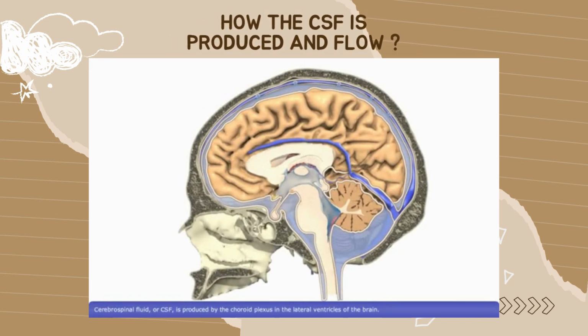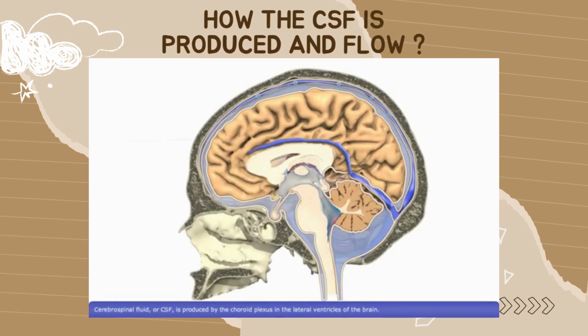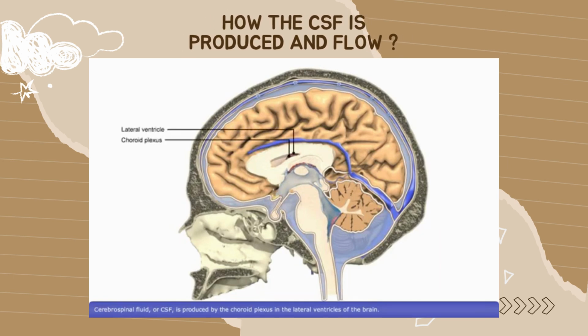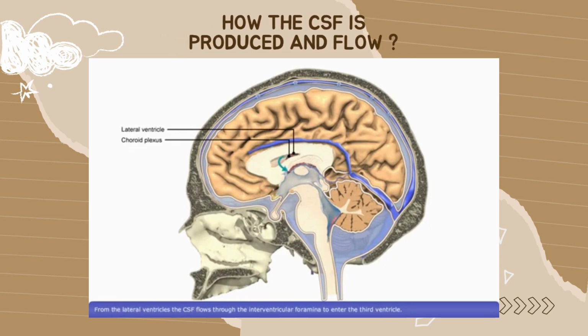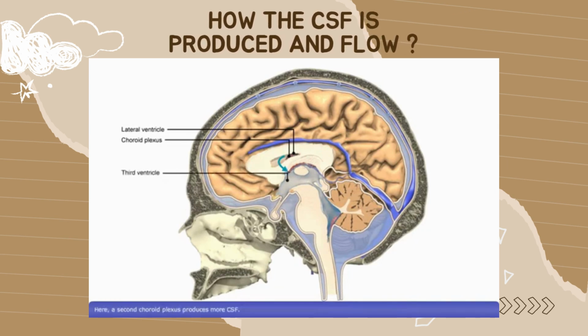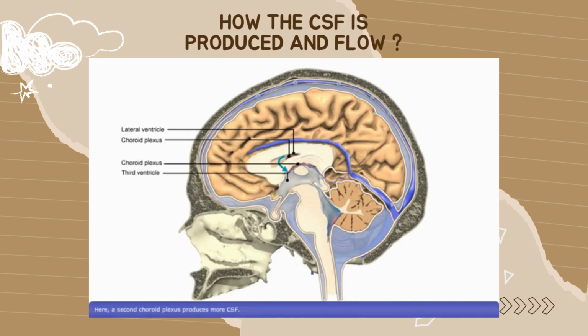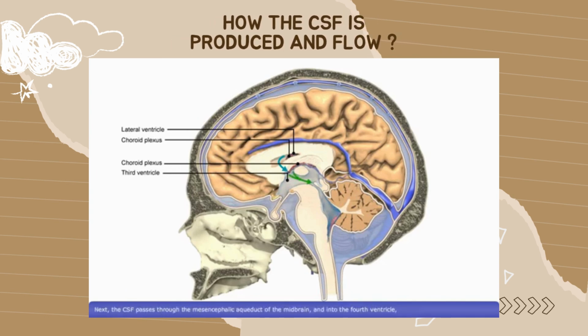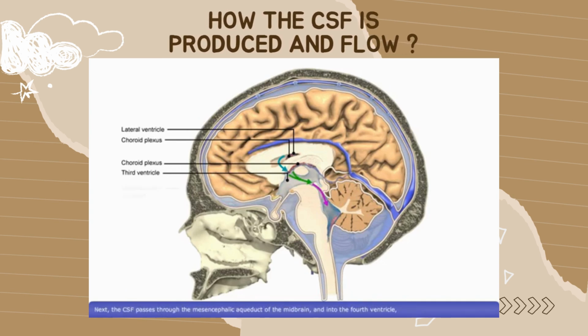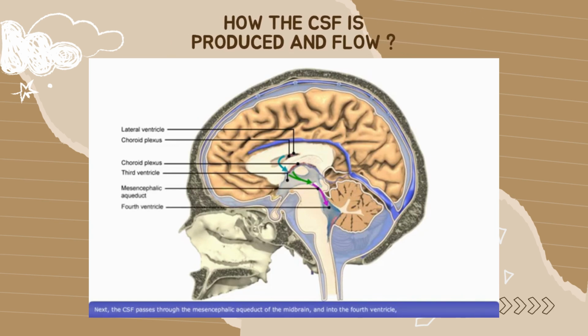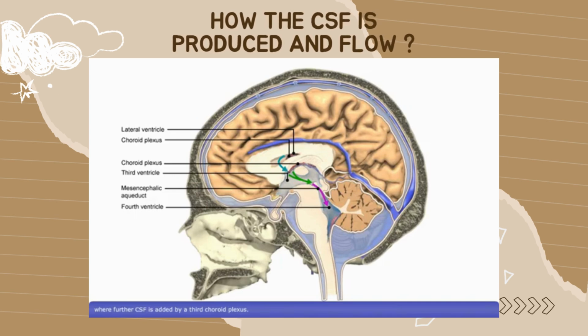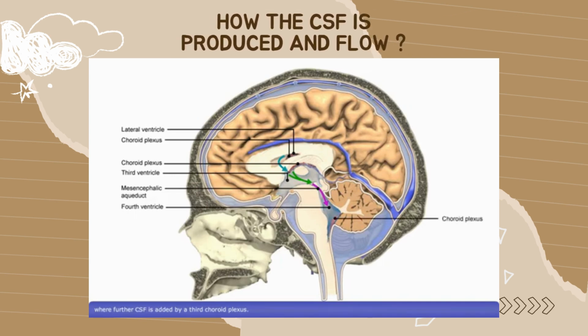Cerebrospinal fluid, or CSF, is produced by the choroid plexus in the lateral ventricles of the brain. From the lateral ventricles, the CSF flows through the interventricular foramina to enter the third ventricle. Here, a second choroid plexus produces more CSF. Next, the CSF passes through the mesencephalic aqueduct of the midbrain and into the fourth ventricle, where further CSF is added by a third choroid plexus.